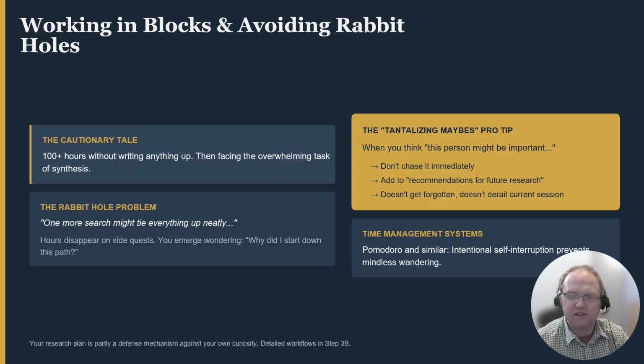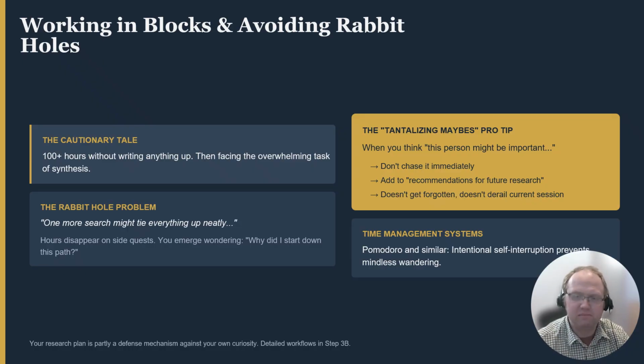But then there's other dangerous rabbit holes. You might know the feeling. This person that you see might be a relative. If I looked at their records, or one more search here might just tie everything up. Hours later, you might find yourself asking, where was I? Why did I start down this path?